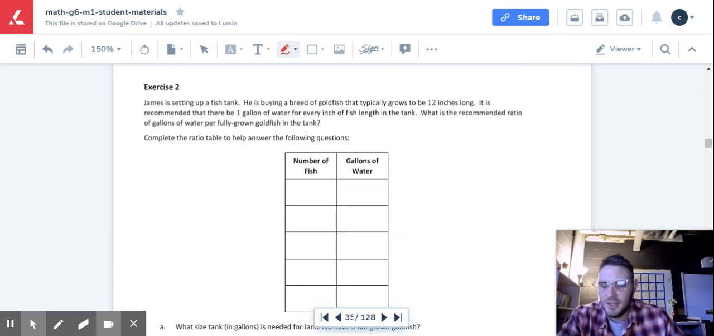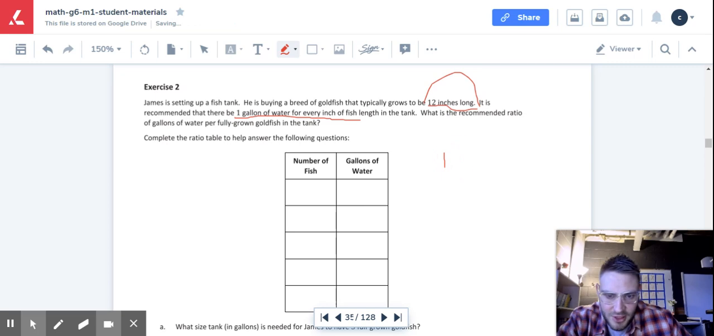This should be simple, so let's just read it and knock it out really quick. James is setting up a fish tank. He's buying a breed of goldfish that typically grows 12 inches long. It is recommended that there be 1 gallon for every inch of fish. What is the recommended ratio of gallons of water per fully grown goldfish? Okay, so it says 1 gallon for every inch, and they usually grow up to be about 12, right? So then my ratio would be 12 inches for 12 gallons of water.